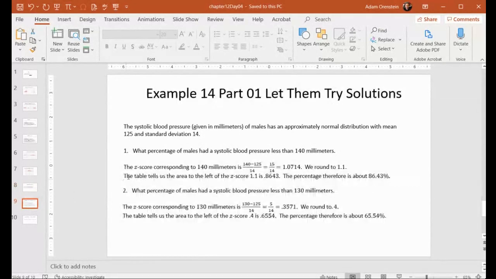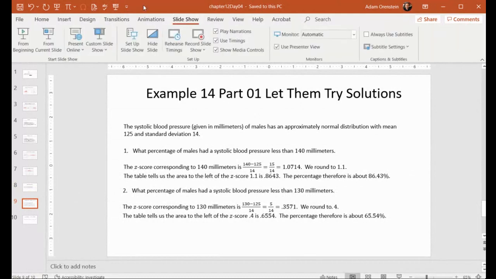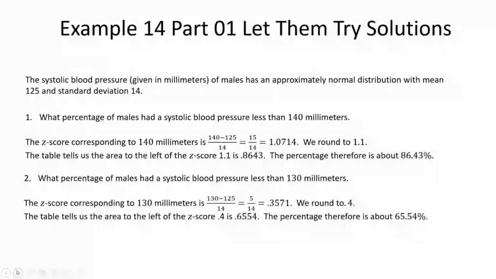Let me see. So for 140, there we go. Over here, we have to get the z-scores, right? So how do we do that? We subtract the mean and divide by the standard deviation. So the z-score for 140 millimeters is 1.0714. So that's the corresponding z-score, okay?